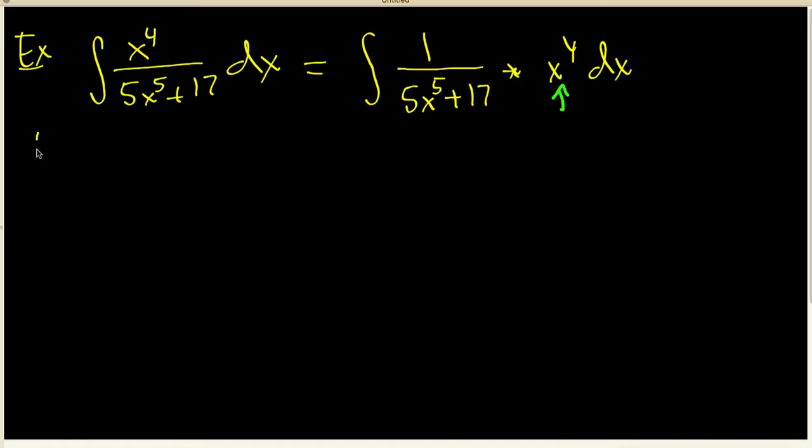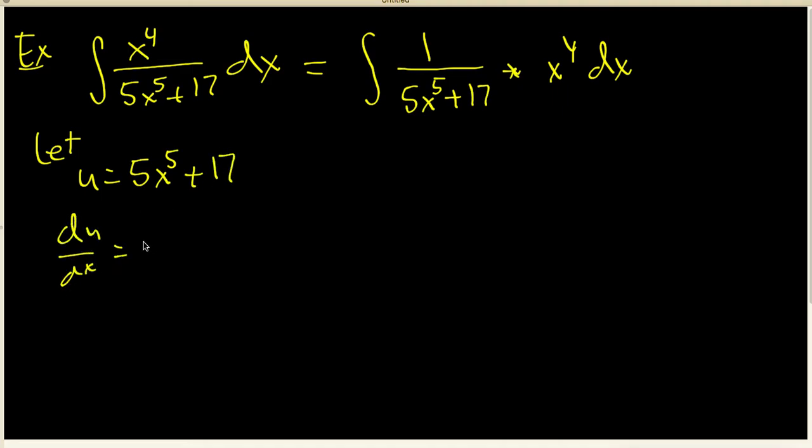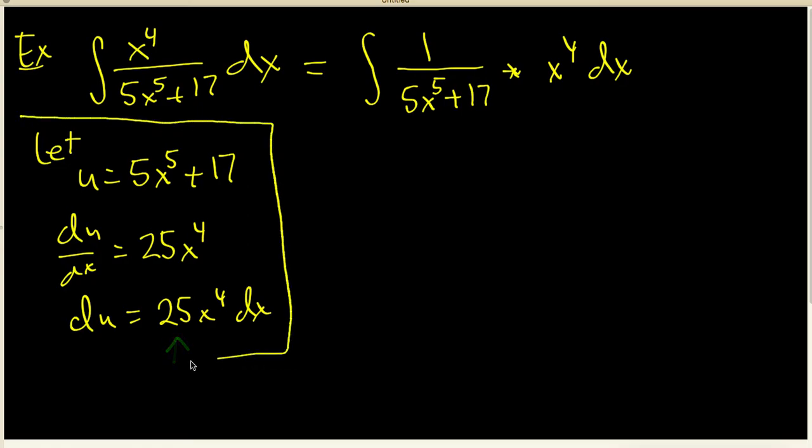So that tells me that it is reasonable to let u be equal to 5x to the fifth plus 17. du dx is going to be 25x to the fourth, and so du is going to be 25x to the fourth dx. I'm missing this 25, but I can patch the integral up because that's a constant, and I patch the integral up in the following way.